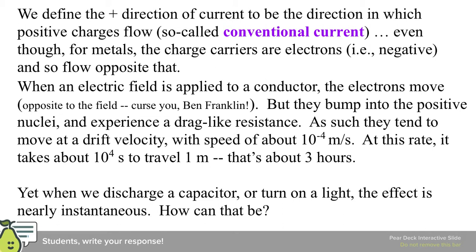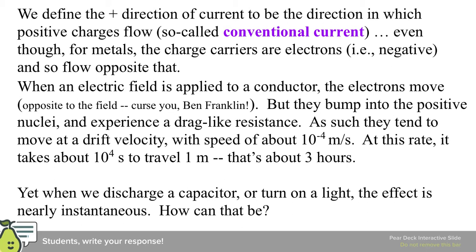When an electric field is applied to a conductor, the electrons move opposite to the field, of course, curse you, Ben Franklin, but they bump into the positive nuclei and experience a drag-like resistance. As such, they tend to move at what's called a drift velocity with a speed of 10 to the minus 4 meters per second. So they kind of wander their way over, but for the most part, they're bouncing around in random directions. At this rate, it would take about 10 to the 4 seconds to travel 1 meter.